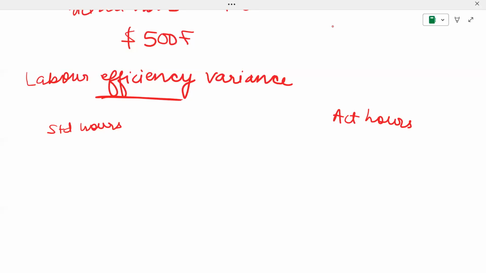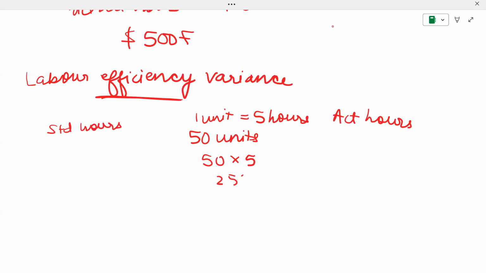So probably let's suppose one unit to produce is supposed to take 5 hours and the actual production is 50 units. So one unit is 5, so 50 units will be 50 multiplied by 5, that's going to give you 250.